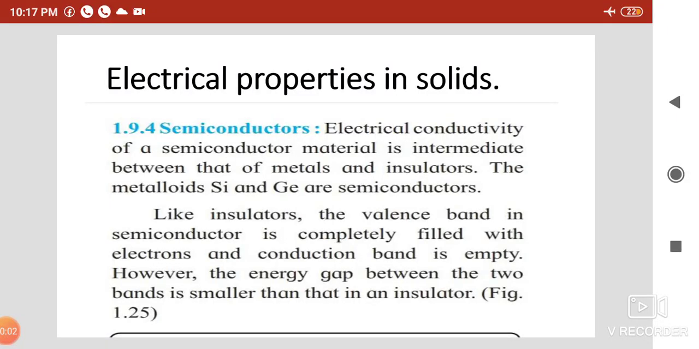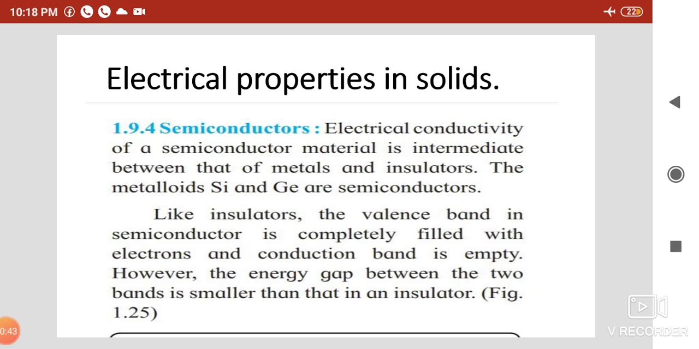Hello students, in the last video we learned about the electrical properties in solids like metals and insulators. We have seen that there is a conduction band and valence band. In metals there are more free electrons in the conduction band, so they show electrical conductivity. But in insulators, there is a forbidden gap between the valence band and the conduction band. So electrons cannot be promoted to the conduction band and hence they are bad conductors of electricity.